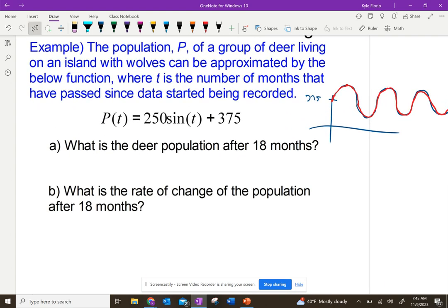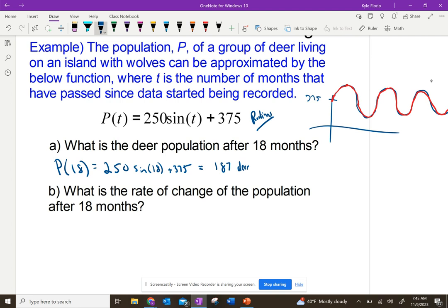I think one of the first things that you took notes on is, how do you find out a value? I'm just going to plug it into the function. This function tells me the population. T is the number of months. So if I want the population after 18 months, it's going to be 250 times sine of 18 plus 375. And I put that in the calculator. Unless otherwise specified, it's in radians, and I get about 187 deer. So after 18 months, there's about 187 deer.